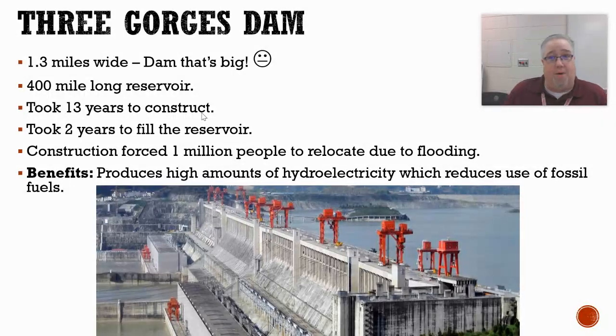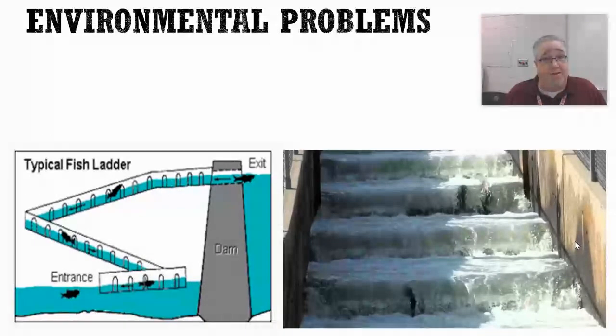One of the big problems with it was when the construction was built. It actually forced 1 million people out of their homes to relocate somewhere because of all the flooding behind the dam. They built this reservoir, because they blocked the river, and it literally just flooded everywhere, and 1 million people had to kind of relocate because of that.